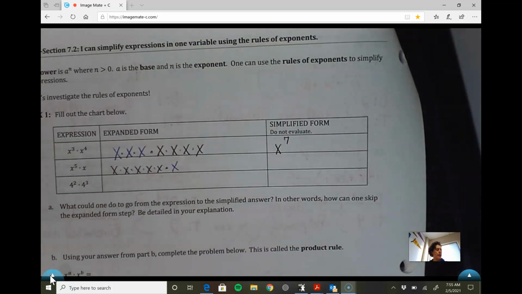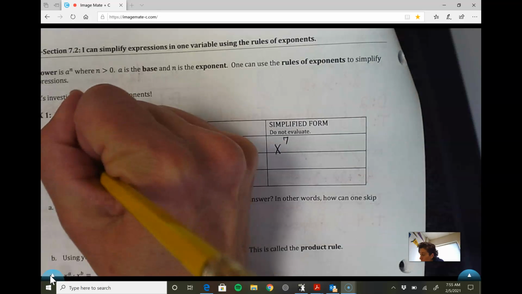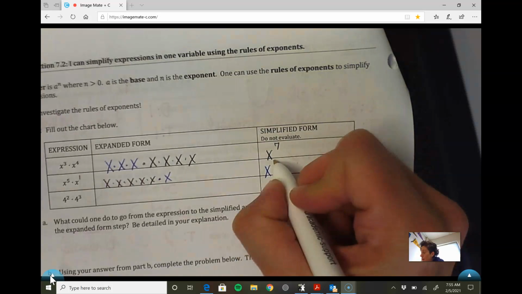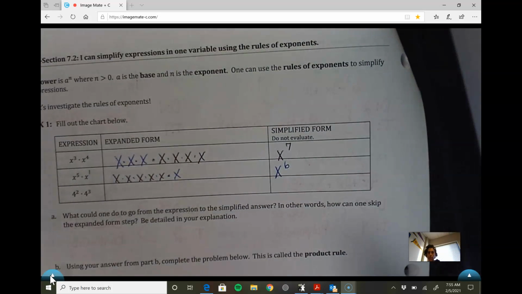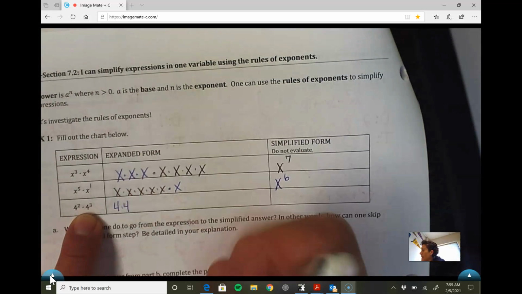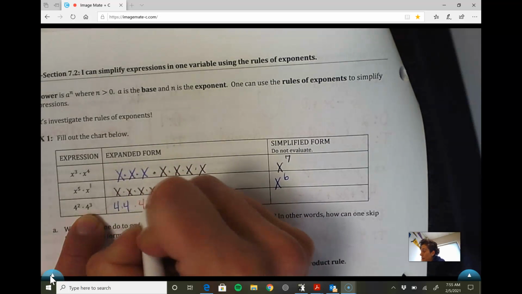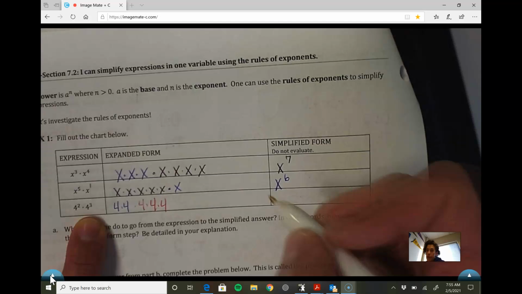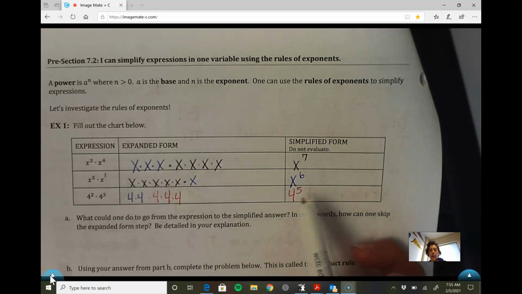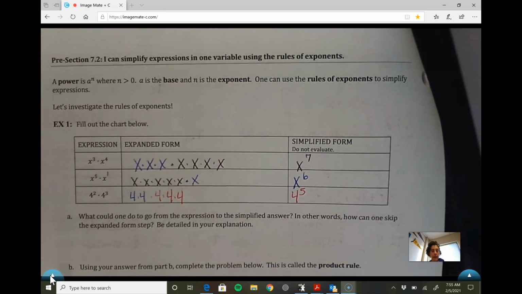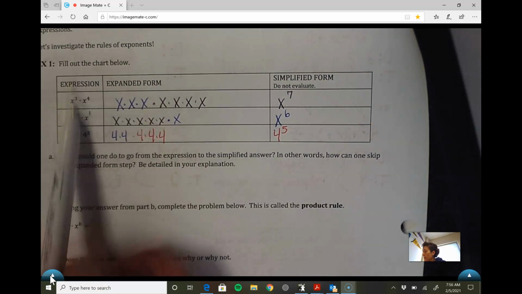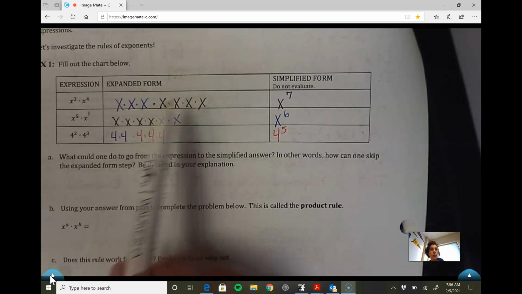Just a reminder, if you don't see an exponent there, like what I said in the last chapter, there's an understood 1 there. And so when I look, I have a total of 6 x's that are multiplying. And it doesn't matter if the base is a variable, a letter, or a number. This says I'm multiplying 4 2 times, and then this says I'm multiplying 4 3 times. So why not just multiply 4 5 times and write it as 4 to the 5th power? Now, it did say do not evaluate. We're not going to take the time to find out what 4 to the 5th power is. So what could we do from this to this without having to write it out?